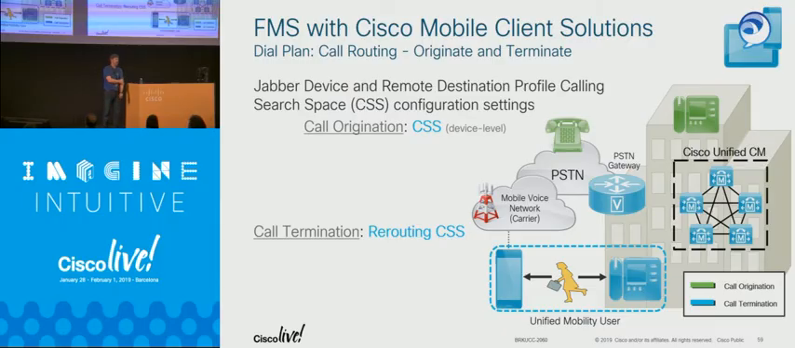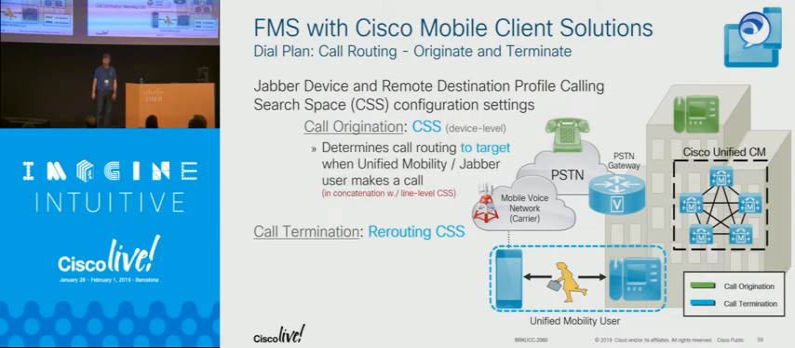That determines how we route calls from a Jabber perspective, because we're leveraging IP telephony there. Two calling search spaces come into play with Jabber, and the same search spaces apply to unified mobility as well, when routing calls using single number reach, mobile voice access, two-stage dialing, those kinds of things. First is call origination. The CSS that determines that is the line level CSS, with the device level CSS in concatenation with the line level CSS.